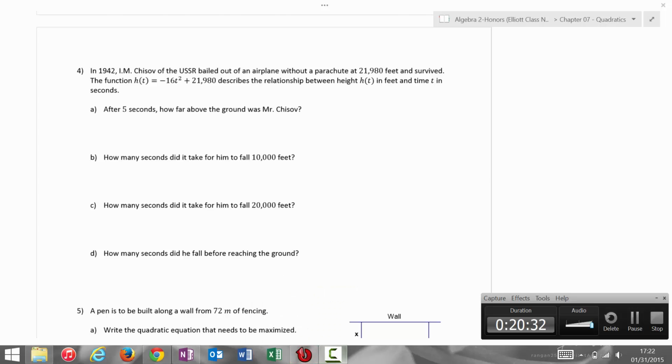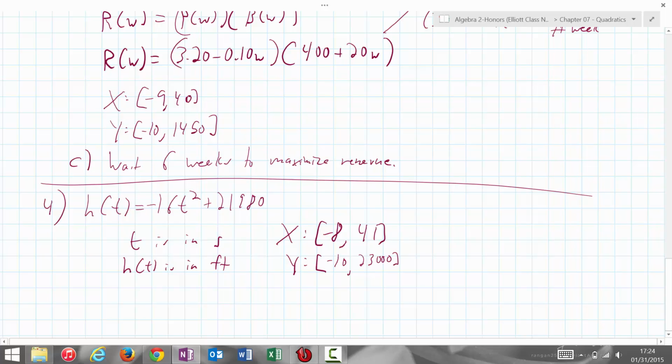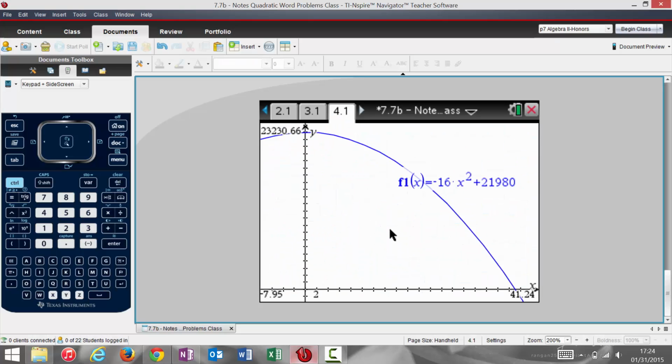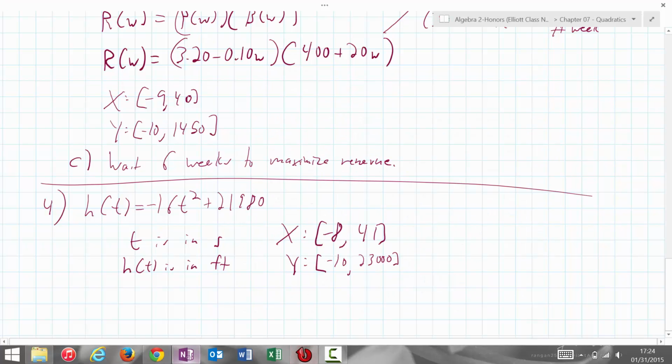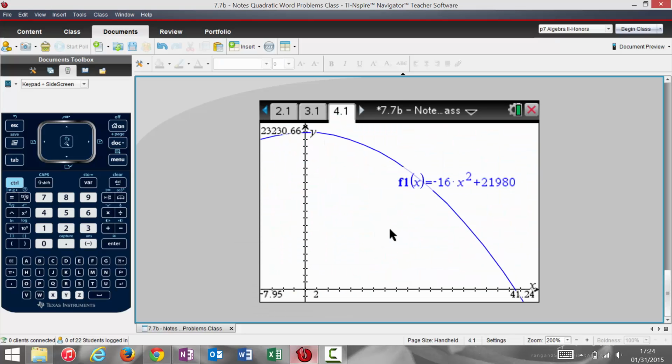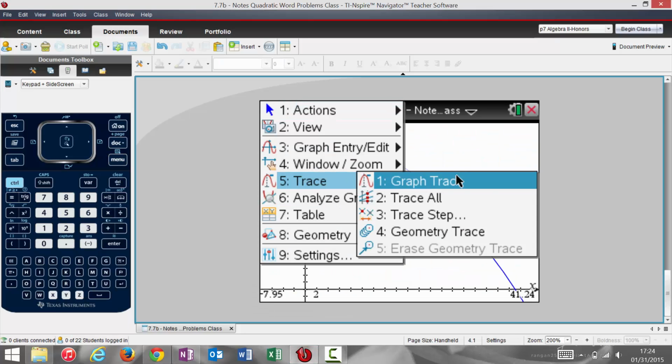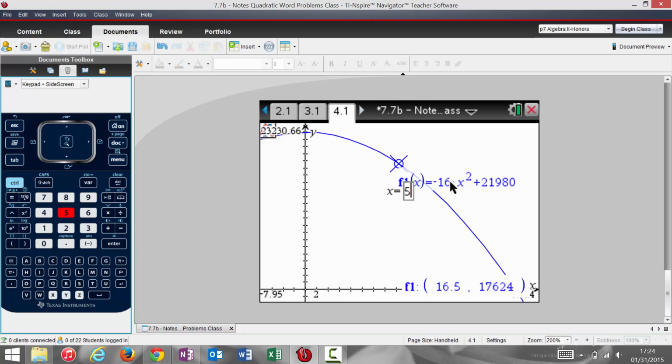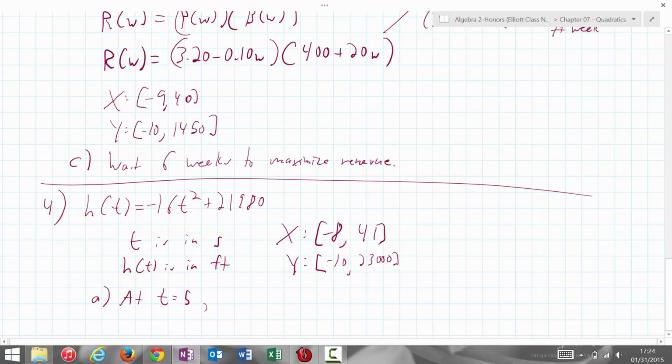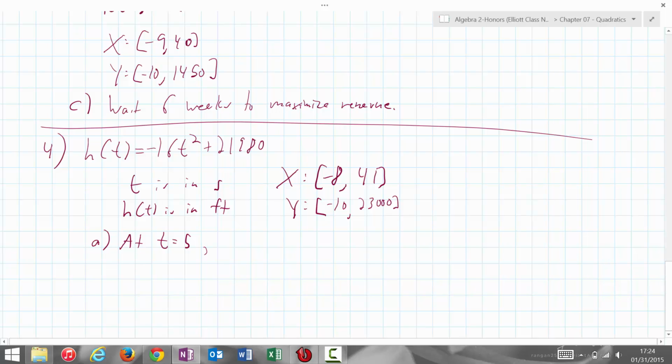I'm going to pause while you do that. We're back. I've already graphed it. Here's the equation. T is in seconds, h of t is in feet. There's my window. Here's what the graph looks like. And this is asking a few basic questions. So at t equals 5, we're going to plug 5 in, and we can do this very quickly. Menu, trace, graph trace, and I'm going to put 5, and then just press enter. And it says 21580.